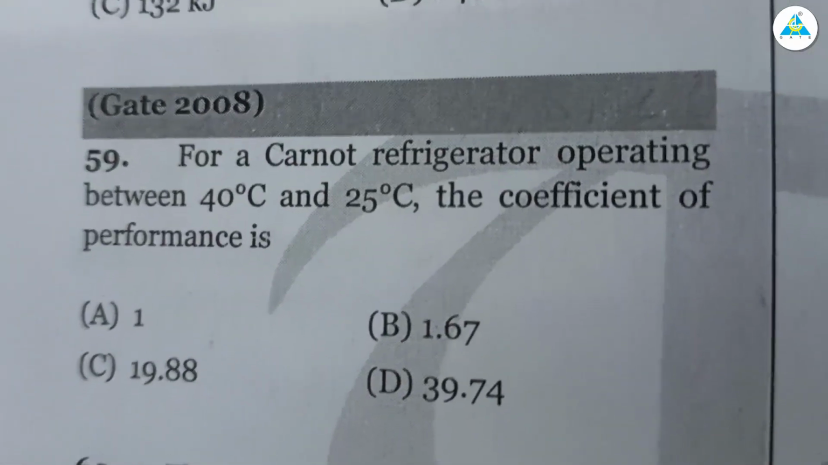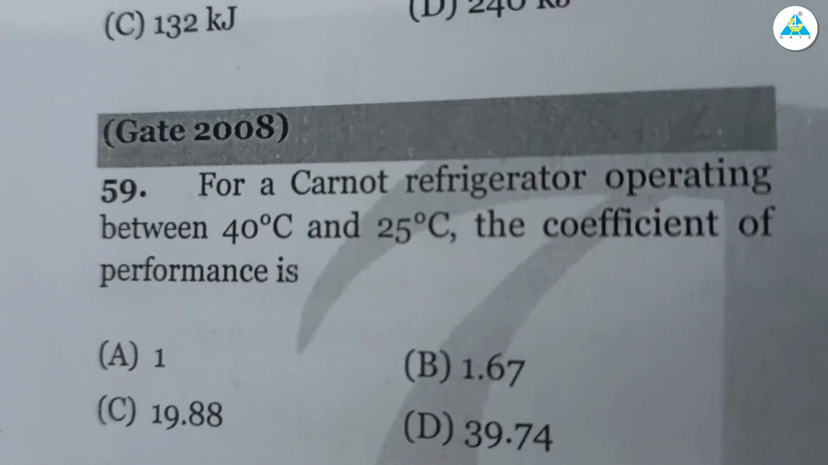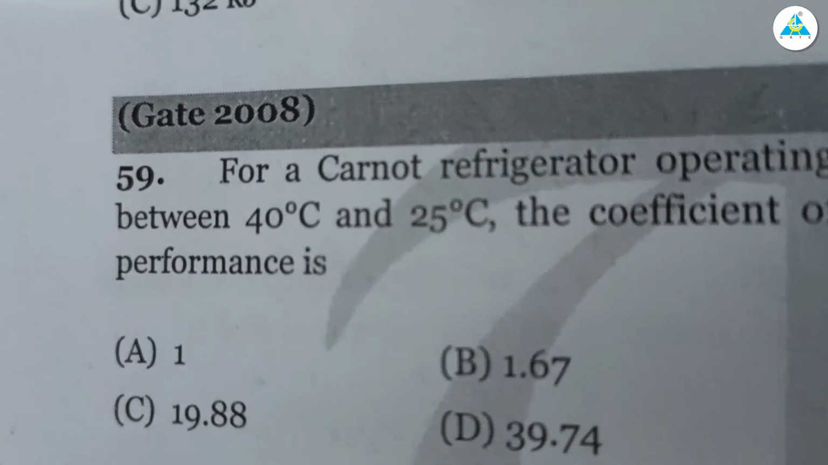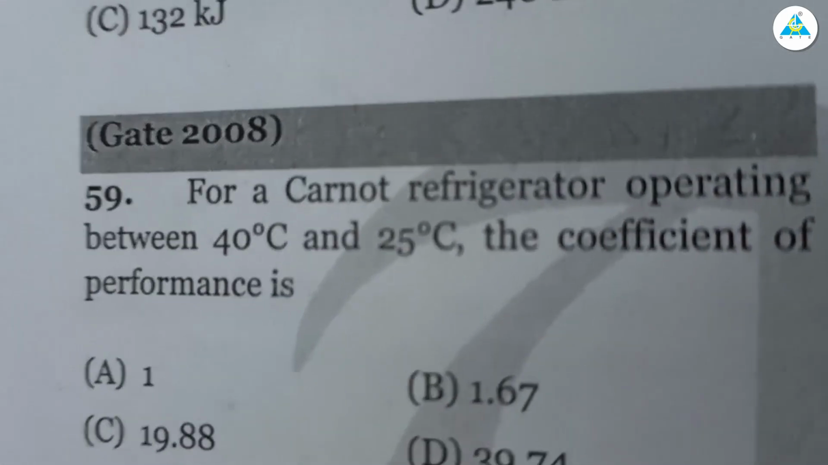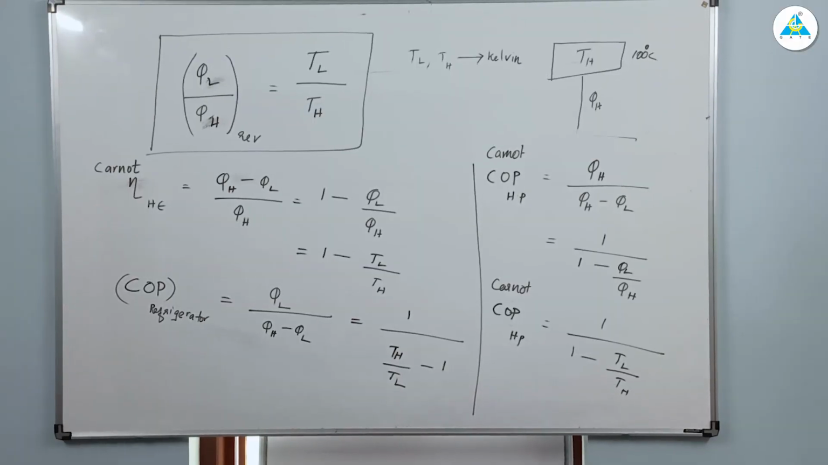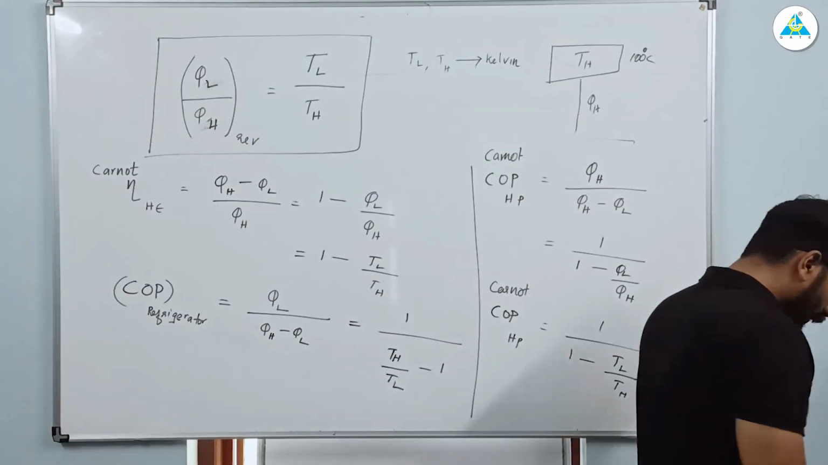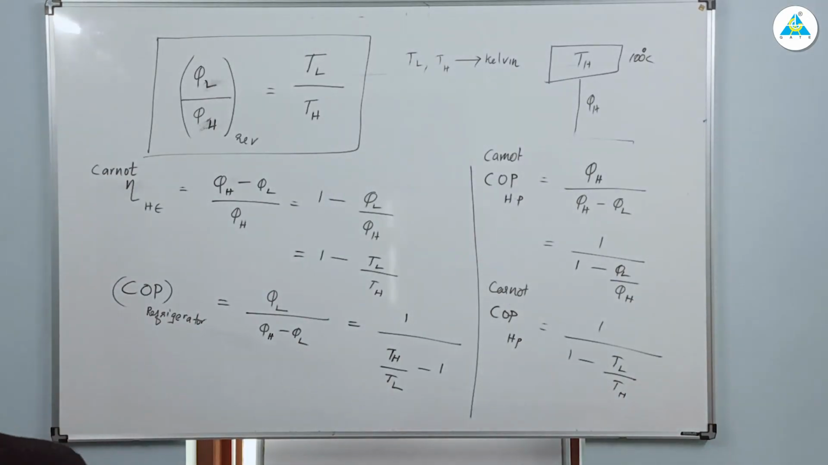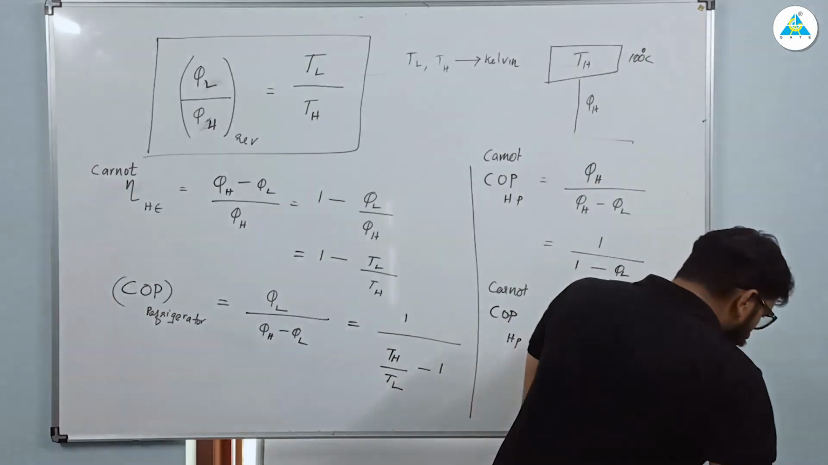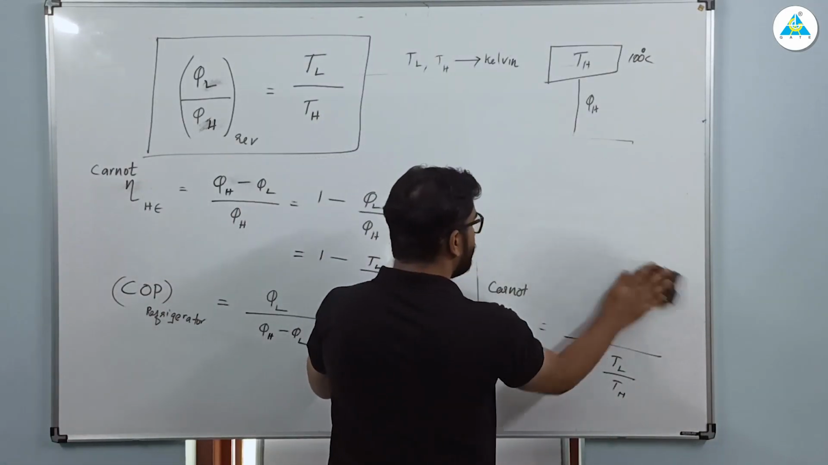For a Carnot refrigerator operating between 40 and 25, the coefficient of performance is, right? You can see the options: 1, 1.67, 19.88, 39.74. I hope you're able to see. The question is on a Carnot refrigerator operating between 40 and 25, right? 40 and 25. So what is the equation for Carnot refrigerator?